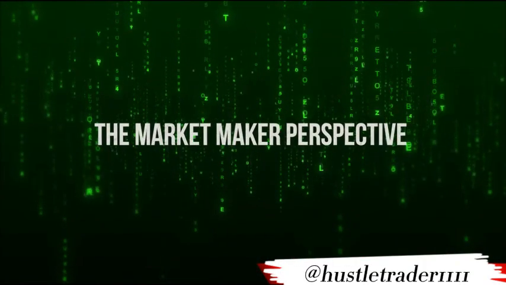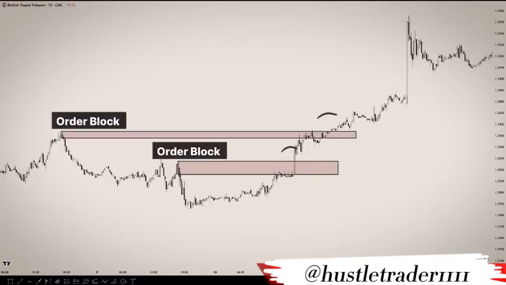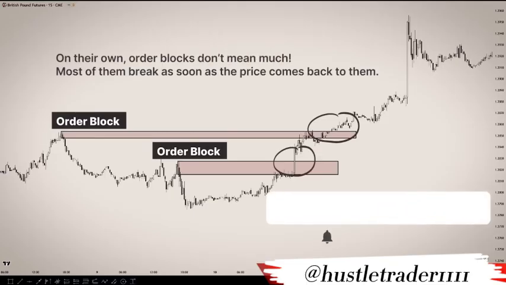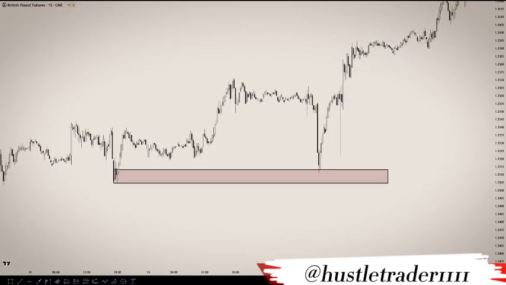Now, here's the reality. Order blocks aren't magic bullets. They only work if you know how to spot real liquidity in the market. On their own, order blocks don't mean much. In fact, most of them break as soon as the price comes back to them. I'll explain later the secret to find the best areas. But for now, think about this.